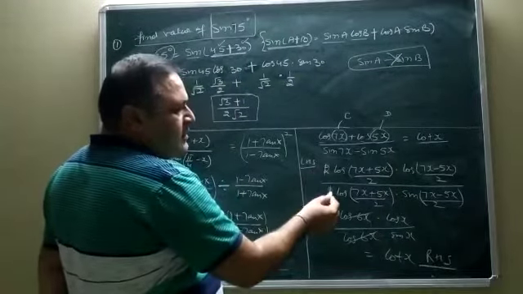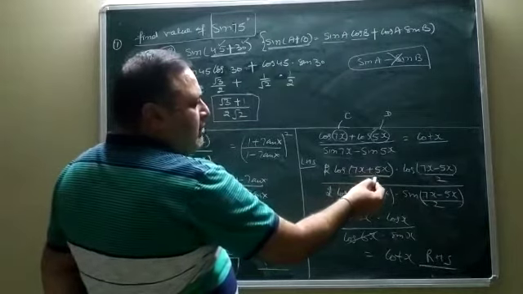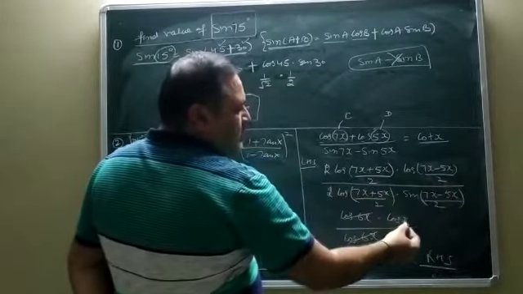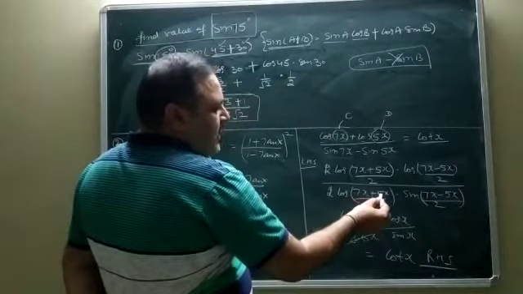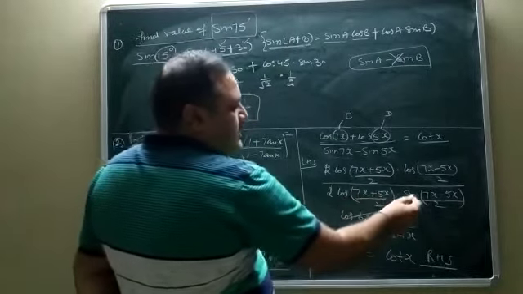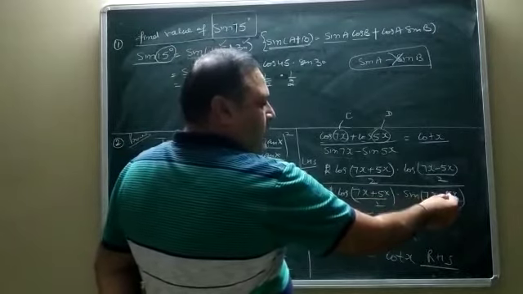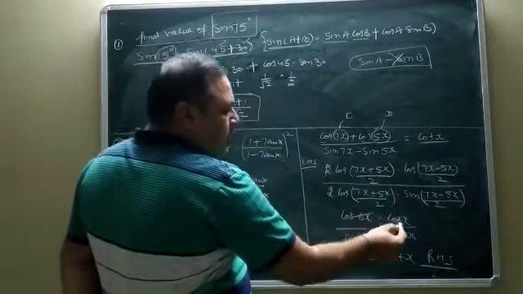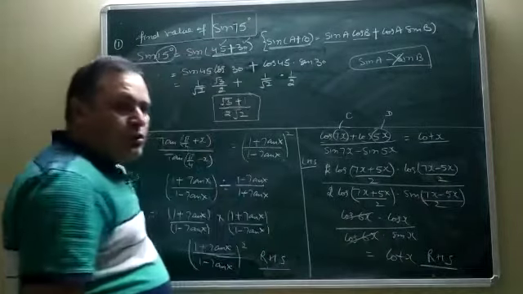These two get cancelled. Cos 7 plus 5 is 12, 12 by 2 is 6x, 7 minus 5 is 2, divided by 2, that is only x. In the denominator, cos 7 plus 5 is 12, 12 by 2 is 6x, sin 7 minus 5 is 2 by 2, that is x. Cos 6x and cos 6x get cancelled, cos x upon sin x, that is equal to cot x.